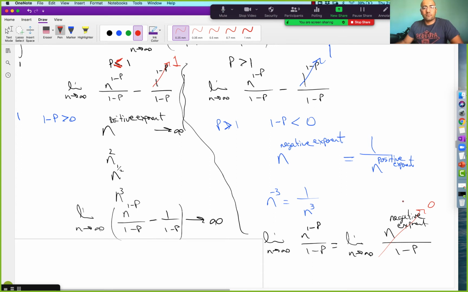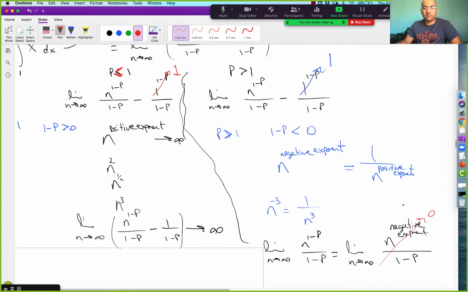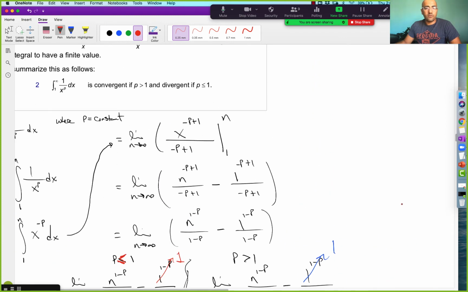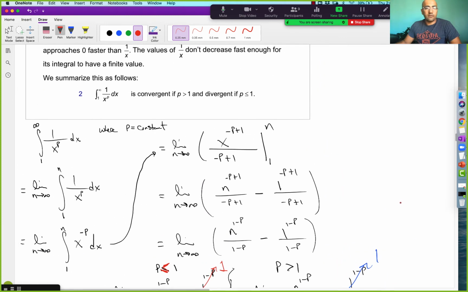Good. So it converges. And that's where you get this result: if we have this integral here, then it converges if p is strictly greater than 1, and diverges if p is less than or equal to 1.